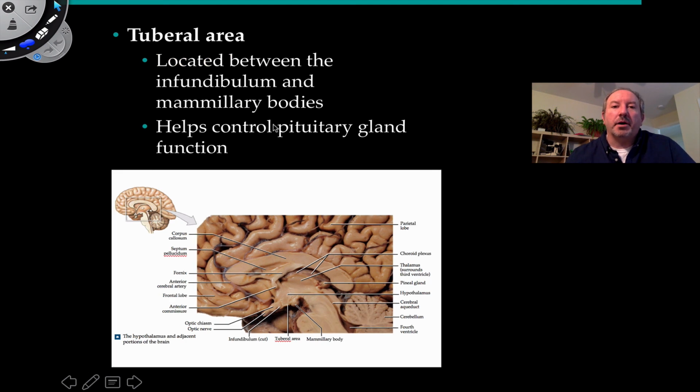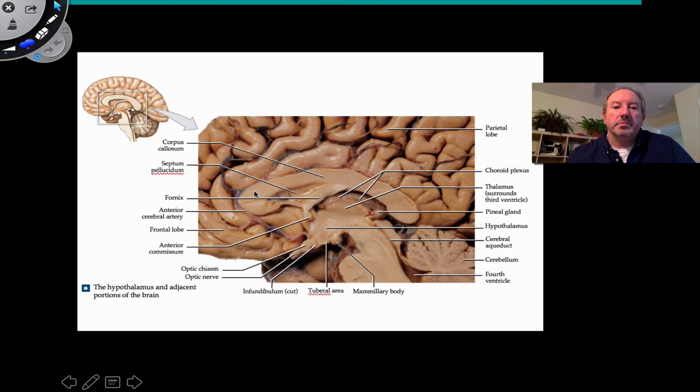So mammillary bodies. Now, this particular area right in here is sort of a connection area. It's located between the infundibulum and the mammillary bodies. In other words, the stalk that connects to the pituitary gland, which is right over there. And it helps to control the pituitary gland function. That is the tubercle area. As you can see, better picture right here. It's close up right there. Tubercle area. Here's the mammillary bodies right in here. Here's the hypothalamus right there. There's the pineal gland right in there. There's your thalamus located right there. Pretty cool.